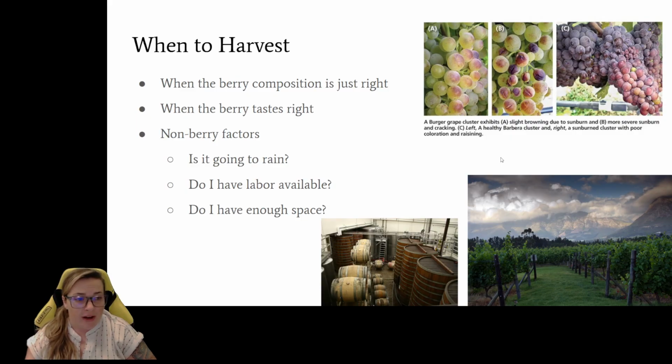So non-berry factors would be: is it going to rain? Do I have labor available to help me pick this fruit? Do I have enough space to accommodate this fruit as it's coming in? Most wineries do not have the volume or the empty tanks available to take on all the fruit at once. We often rely on fruit maturing at different times, so that way we can cycle through the tanks, right? We never have enough space to take everything at once.